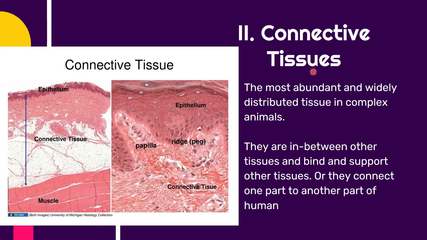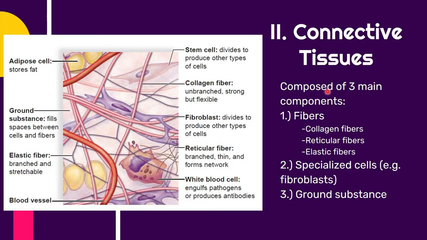Okay? So, connective tissues are composed of three main components. We have the fibers. Second, it has specialized cells. And third, it has a ground substance. So, ato siyang isa-isahon. Okay? Connective tissues are made up of fibers. The fibers of connective tissues have three types. We have collagen fibers. So, this is our collagen fiber, kaning pink.